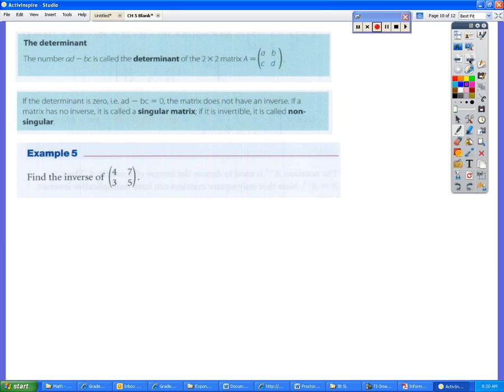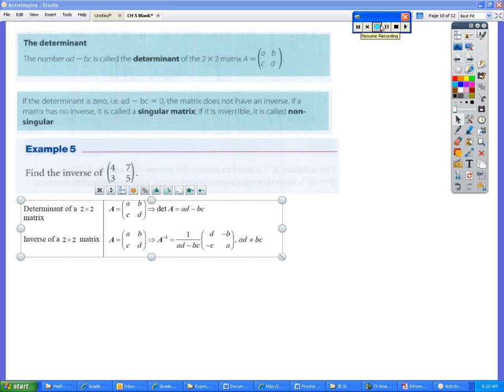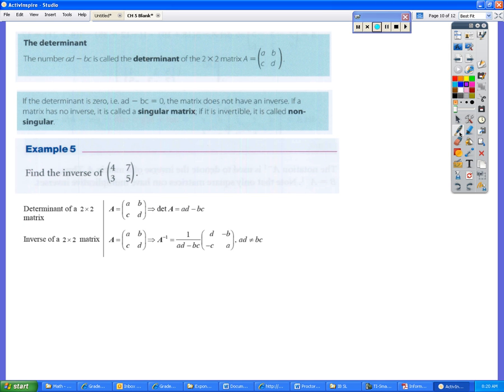The determinant is a formula. Determinant of a 2 by 2, that formula is given. I'm going to go and grab it for you. So there's your formula. If you want to find an inverse, the determinant can never equal 0. If it does, you'd get an undefined. So A inverse is 1 divided by the determinant of A.